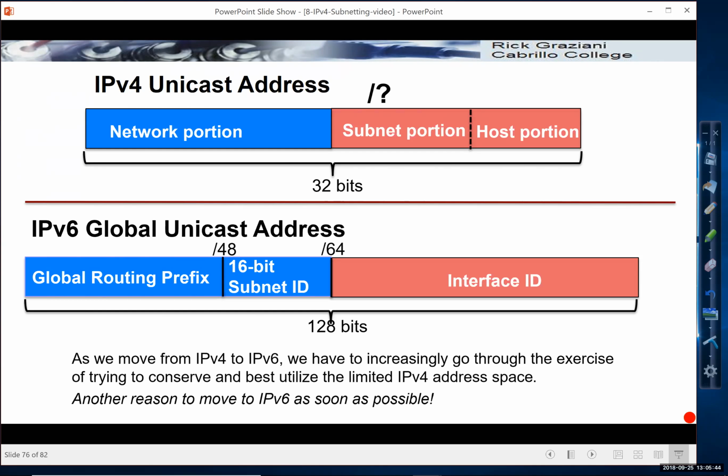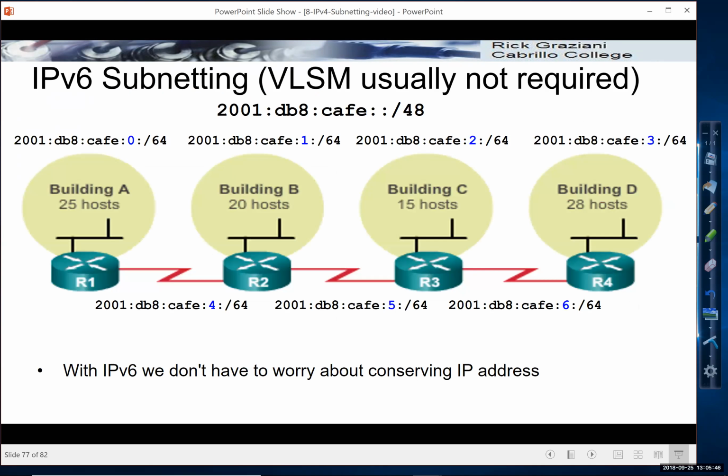Remember that VLSM scheme that we had in IPv4? In IPv6, it's really easy, because we don't have to worry about VLSM. We don't have to worry about conserving IPv4 addresses. We don't have to do that in IPv6. We give everything a /64.